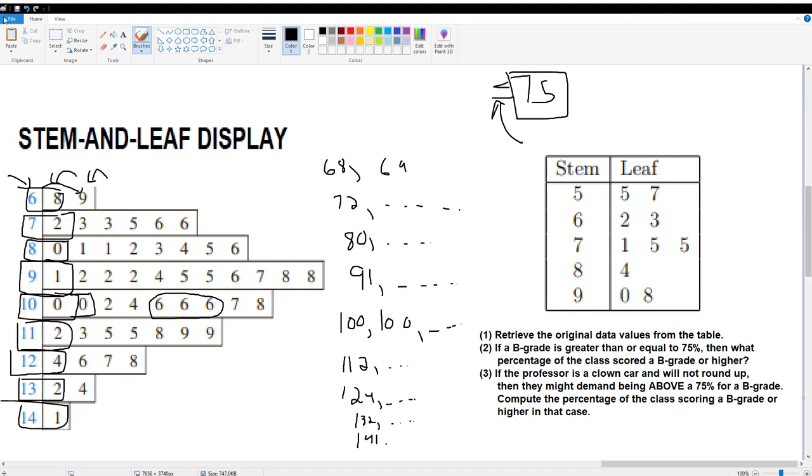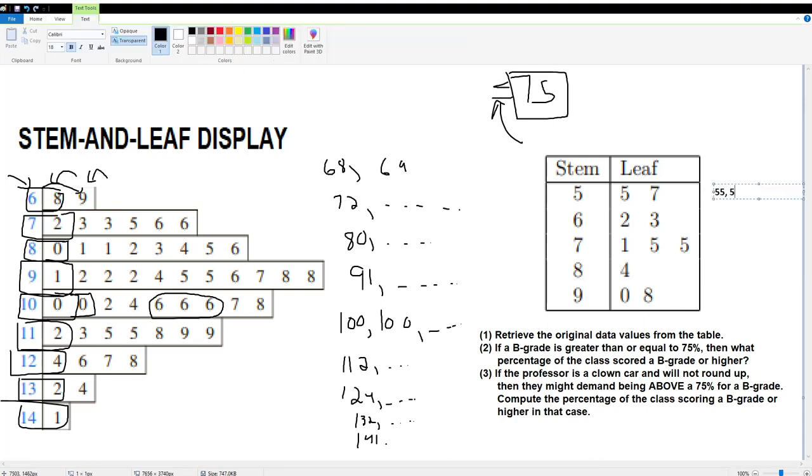All right, so our first one, we have a 5 and a 5, meaning our first row has 55 and 57. Our second row, we have a 6 and a 2, so 62, and a 6 and a 3, which is 63. In the third row, we have a 7 and a 1, which is 71. We have 2 5s, which means we have 2 75s. In our fourth row, we have an 8 and a 4, which means 84. In our last row, we have a 0 and an 8, which means we have a 90 and a 98.